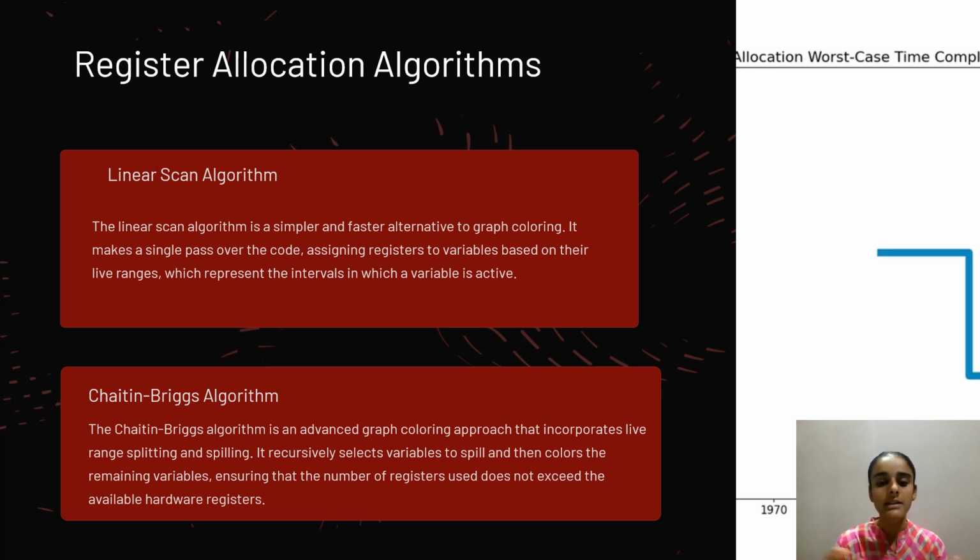The Chaitin-Briggs algorithm is an advanced graph coloring approach that incorporates live range splitting and spilling. It recursively selects variables to spill and then colors the remaining variables, ensuring the number of registers used does not exceed the available hardware registers.